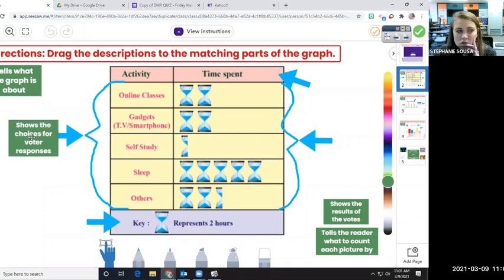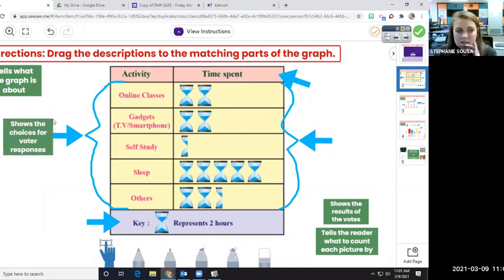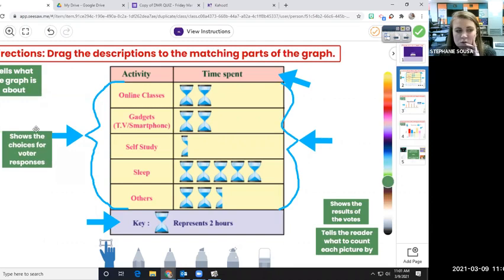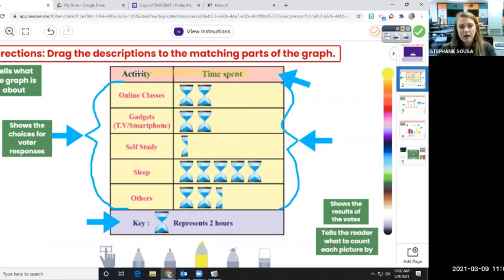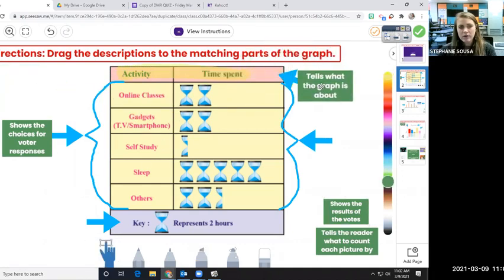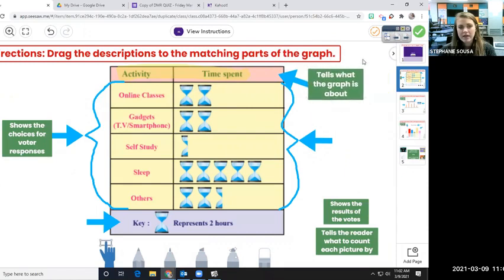So these show the choices for voter responses. Go ahead and drag, shows the choices for voter responses to our categories. Right here, at the top, you guys know that at the top of graphs are titles. This is the time spent on different activities. Our title tells what the graph is about. So let's drag tells what the graph is about to the title.